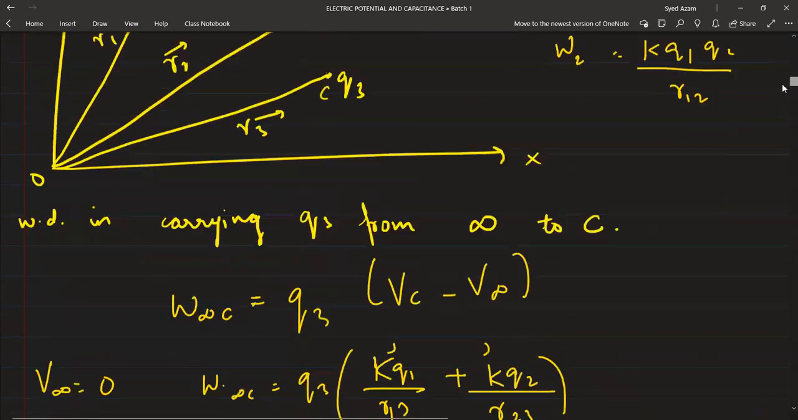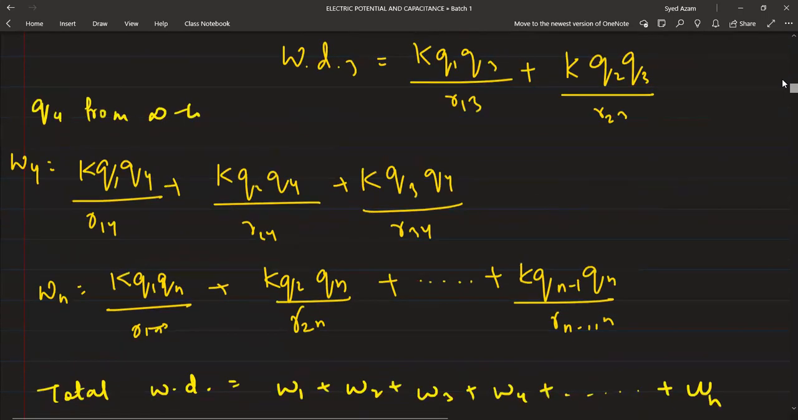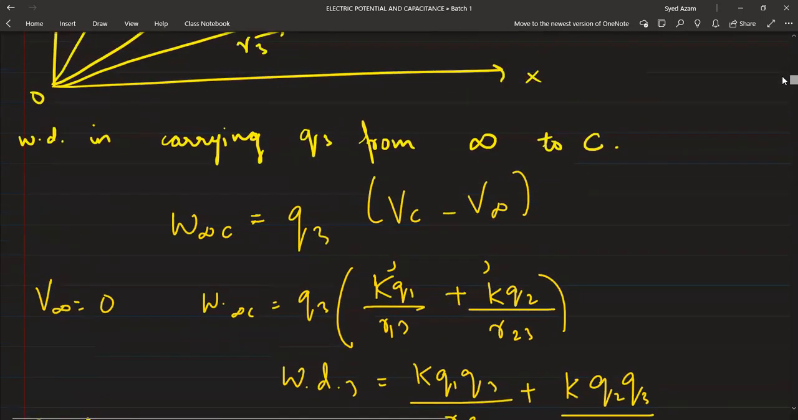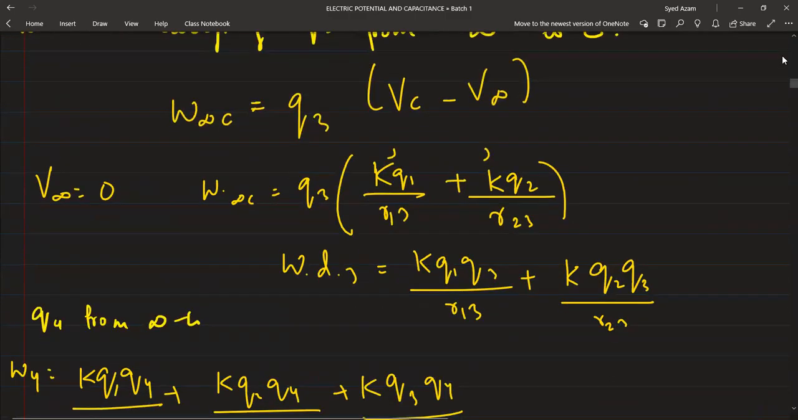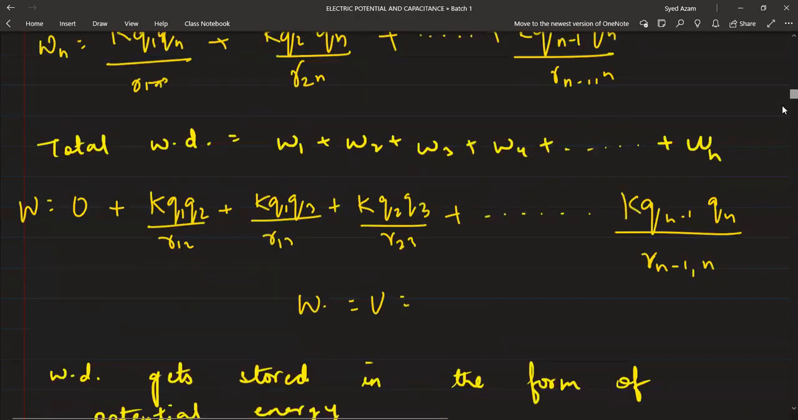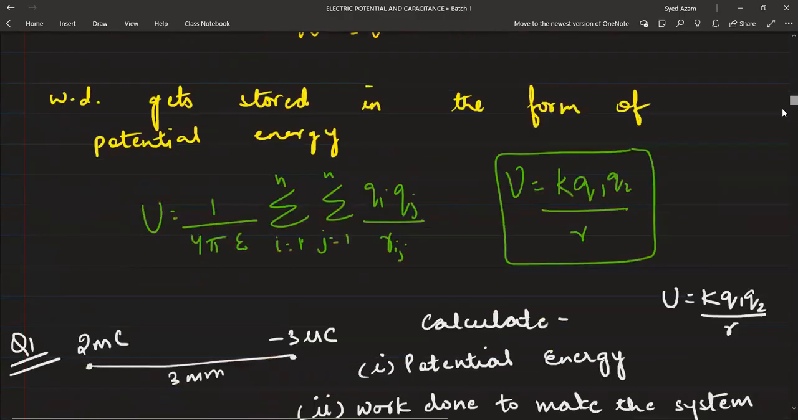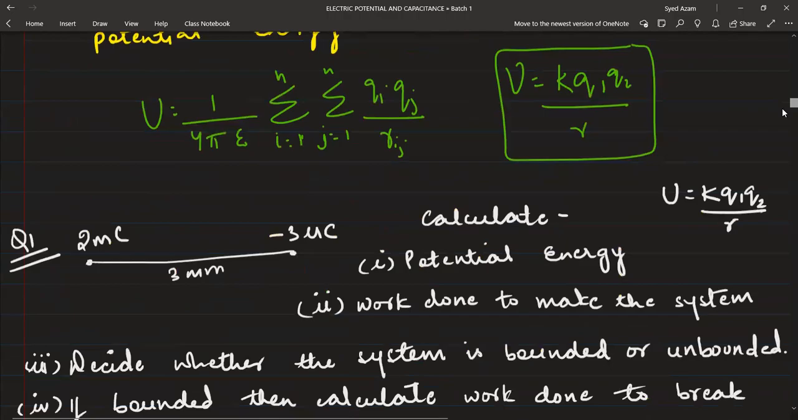Similarly, if n number of charges are there, same procedure you will do. See, when first charge is there, nothing. When two charges are present, then two potential energies. When three are present, then this 4, then this 5, like nth. So basically, you need to remember the formula of potential energy is K Q1 Q2 by R.